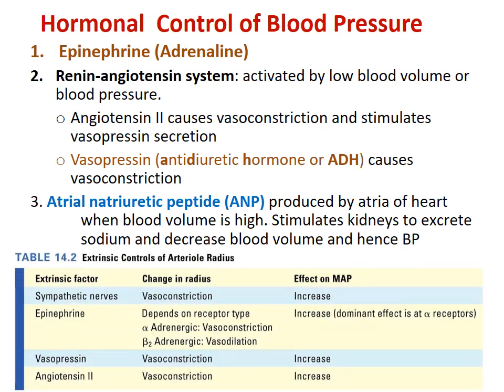So this table is just showing the various effects of sympathetic nerves. You can see sympathetic nerve is causing vasoconstriction. It is increasing the mean arterial pressure. Epinephrine depends upon the receptor type. If it is alpha receptors, it is causing vasoconstriction. Beta 2 receptor is causing vasodilation. It is causing an increase whenever the dominant effect is alpha receptors. Vasopressin, vasoconstriction will be taking place and it will be causing an increase in the mean arterial pressure.